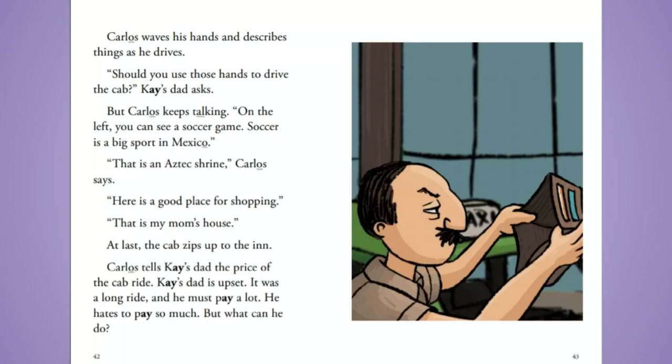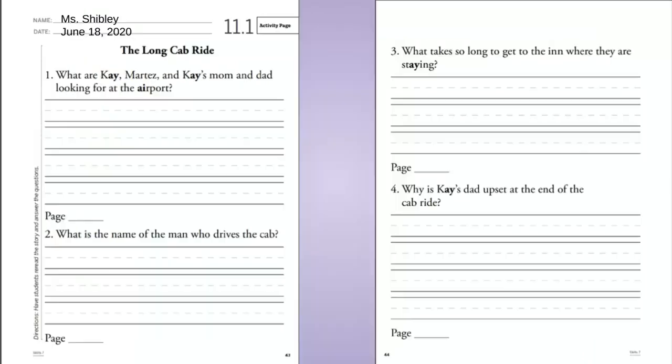At last, the cab zips up to the inn. Carlos tells Kay's dad the price of the cab ride. Kay's dad is upset. It was a long ride and he must pay a lot. He hates to pay so much. But what can he do? That is the end of our story.